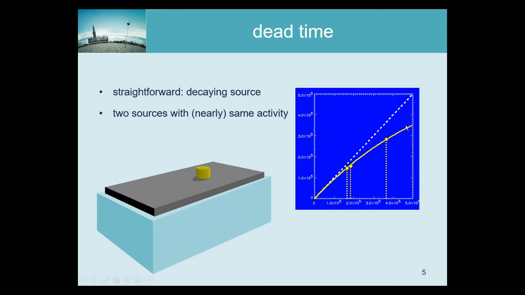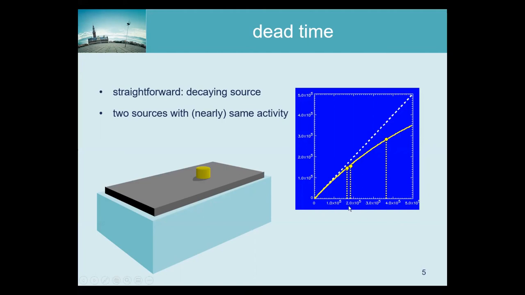So when you start, you're here. Lots of activity, and you have a significant dead time. And as a result, you underestimate true activity, which would be the dashed line. And when the activity decays, you go back here. And if it decays sufficiently, then the dead time is zero, and you're basically scanning along the ideal straight line.